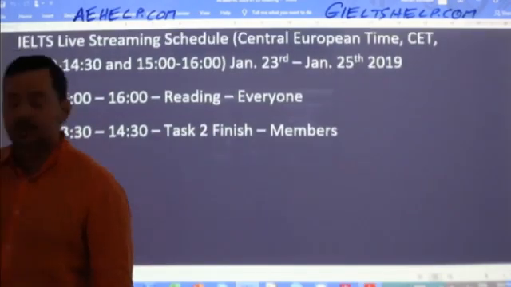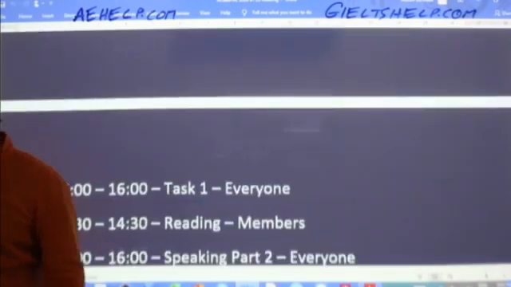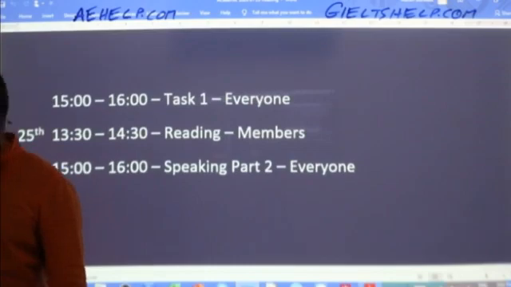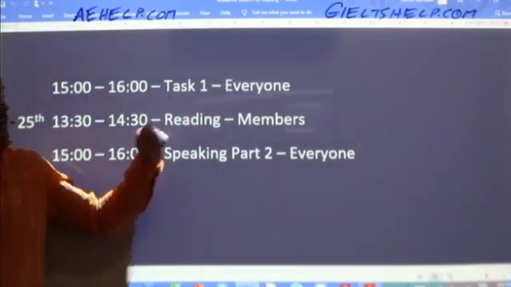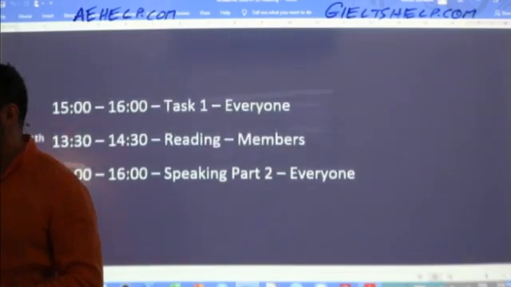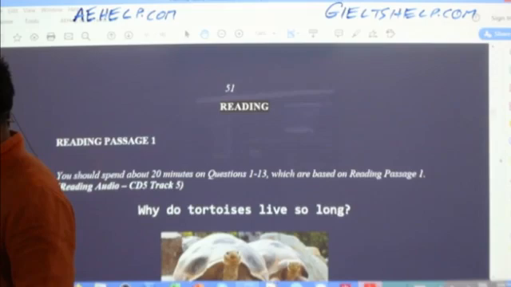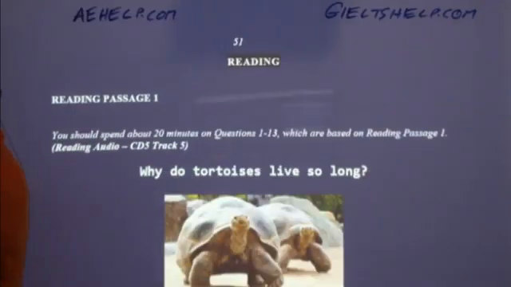Also, students, reading today, tomorrow, task 2 finish for members that we started a couple hours ago, and then we'll have a task 1 diagram type question for tomorrow as well. Let's get into today's reading passage. Here we go.